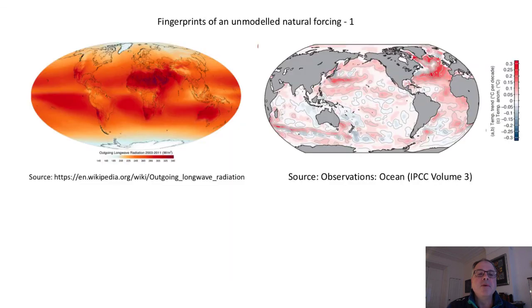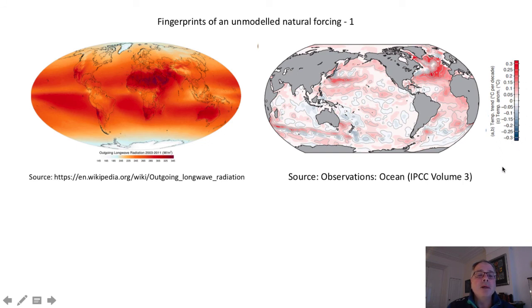The left is the outgoing heat map for the 2003 to 2011 period. This is the raw input to the radiative forcing due to greenhouse gas process. More radiated heat means more greenhouse gas capture, means more radiated heat back to the Earth. Now, it looks nothing like the observed ocean temperature increases on the right, which comes straight from the IPCC report. Note that the data is presented as heating trends in degrees Celsius per decade. Red is heating, blue is cooling.